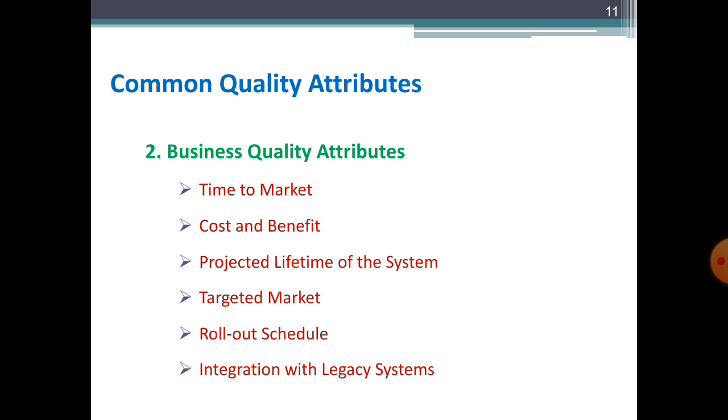The next one is rollout schedule. If functionality is planned to increase over time, the architecture needs to be customizable and flexible. The last one is integration with legacy systems. What are legacy systems? Basically, legacy systems are our traditional systems which are already running in the environment. The architecture of the legacy system being integrated will influence the overall system's architecture. So all of these 6 are business quality attributes.